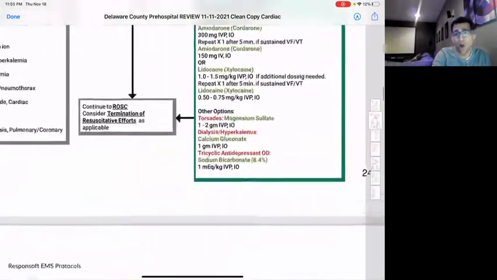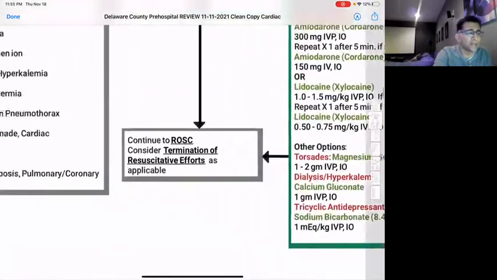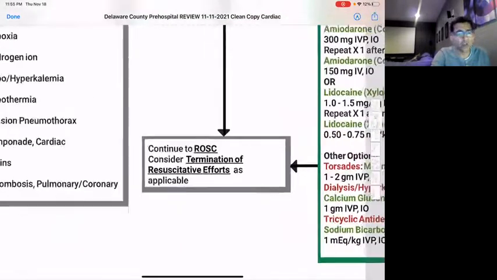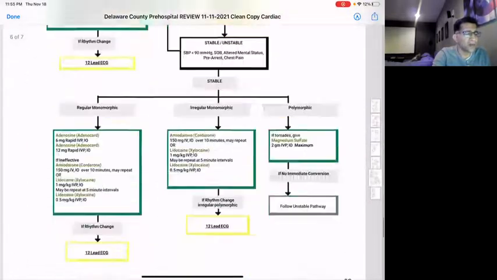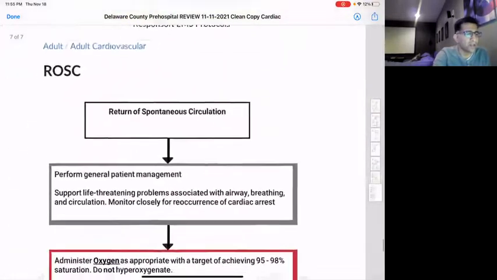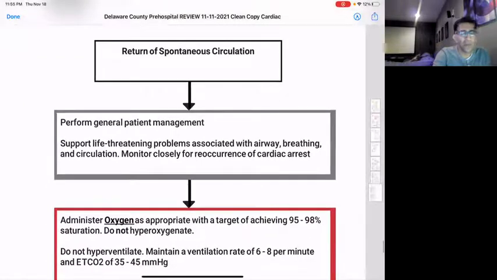Now, our hope is that we get to the point that we have ROSC. So let's talk about our new ROSC protocol. Now, this is more of an updated ROSC protocol because we had one in the past, I believe. So here we are. If there is return of spontaneous circulation, what do we do?